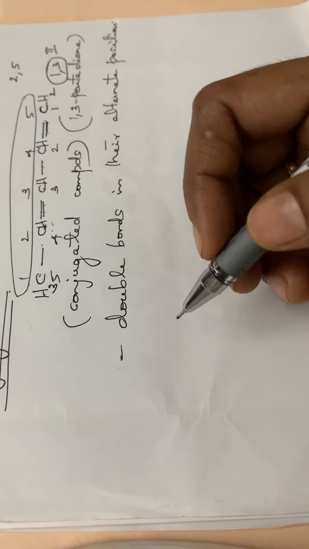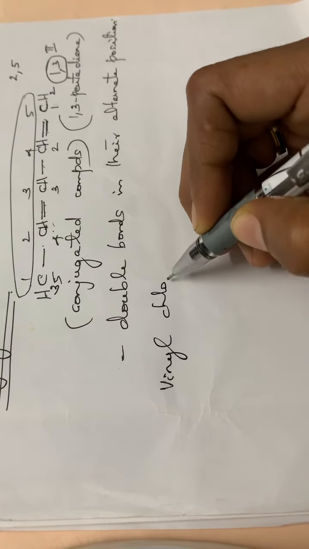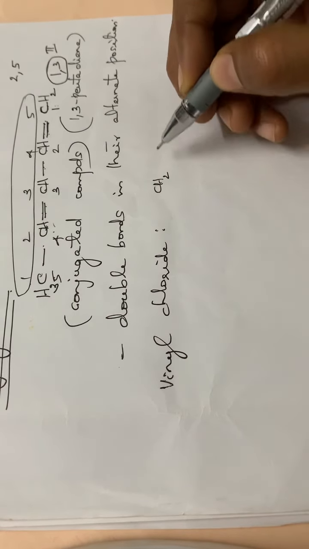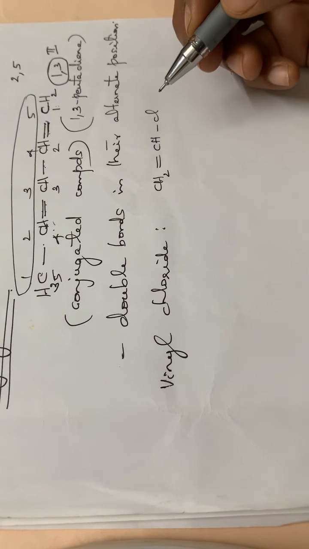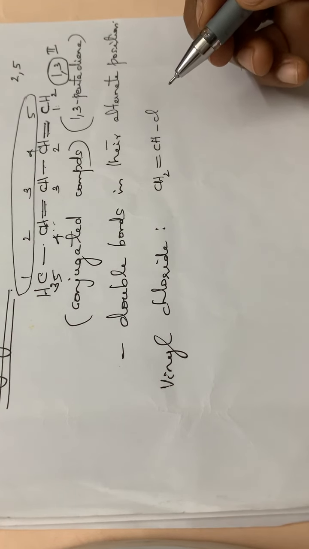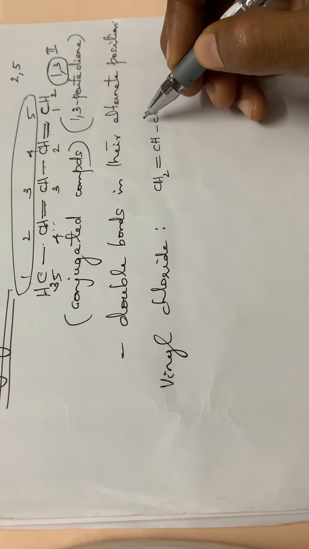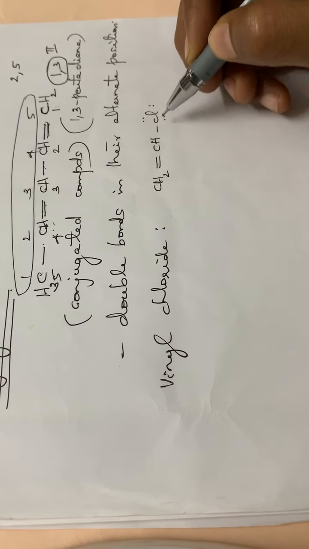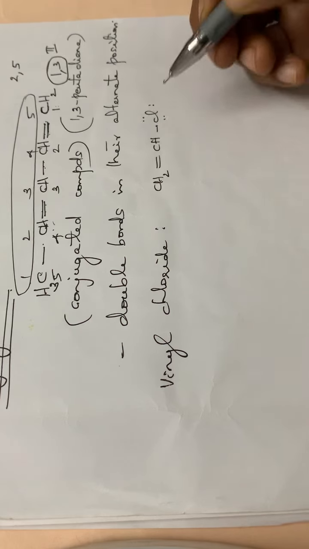Then the next compound, that is vinyl chloride. Vinyl chloride, the formula is CH2 double bond CH single bond Cl. So this chlorine atom will be having 1, 2, 3, 4, 5, 6. Total 7 electrons, isn't it? 1, 2, 3, 4, 5, 6. Here 1 electron. So this chlorine will be having 7 electrons.